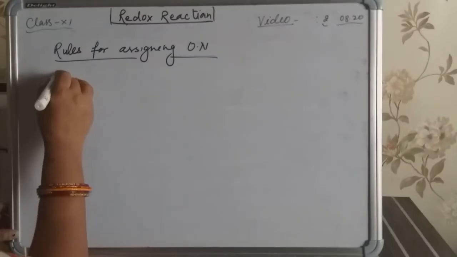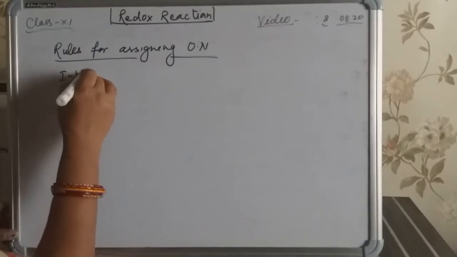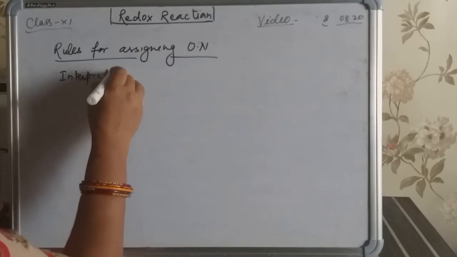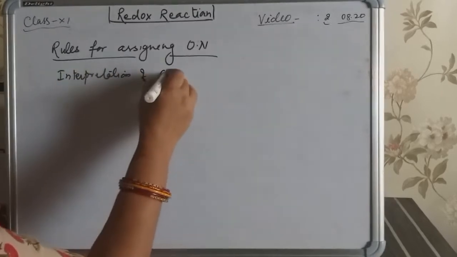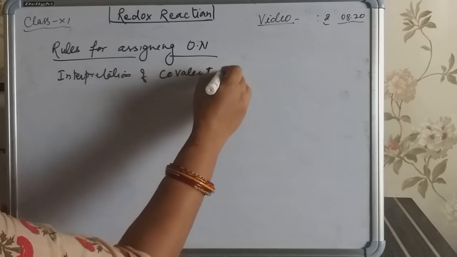At first we discuss the interpretation of covalent bond. Suppose we have a compound AB, and B is more electronegative than A. In that case, we know that shared electrons are assigned to the more electronegative element. So suppose we have a few cases.